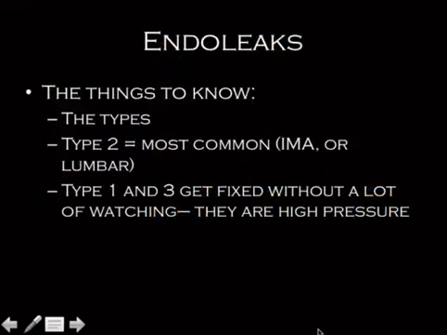The things to know are the types. You should know 1, 2, 3, and 4. 1 is it's not covered, 2 is a feeding vessel, 3 is they're disengaging or breaking, and 4 is the pore. You need to know that type 2 is the most common, and the most common feeding vessels are the IMA and the lumbar. And then you need to know that type 1 and type 3 are often fixed earlier because they tend to be higher pressure, where you actually have rapid blood inflow from the aorta. Type 2s they'll watch sometimes.